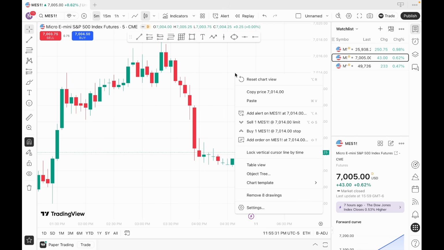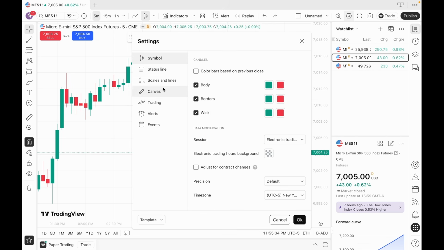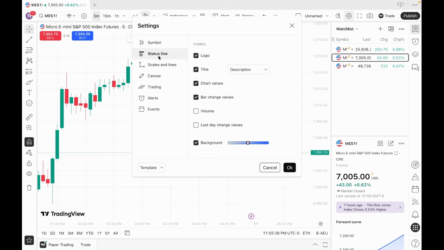Hold on, let me get rid of this stupid crosshair. Can't see anything.